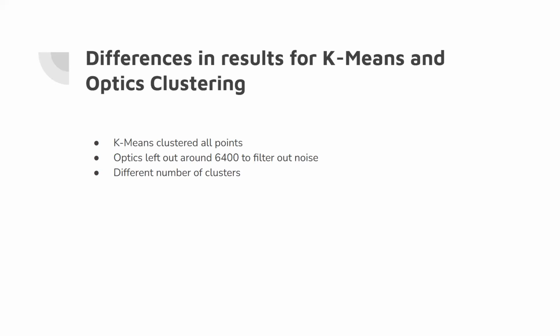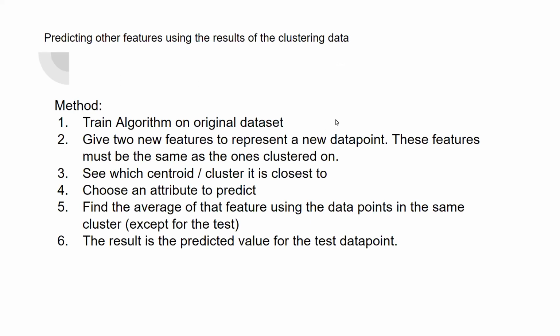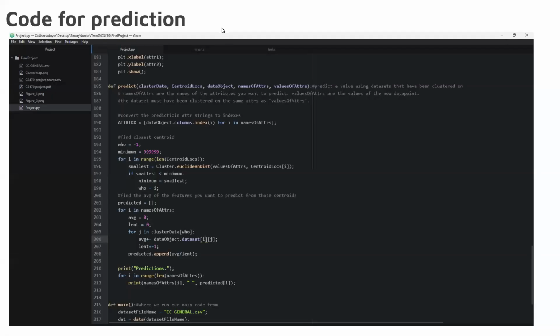There's also a different number of clusters. For k-means the optimal amount of clusters was 12, while for OPTICS it was different based on what data you were clustering on. OPTICS was about 10. Okay, so we just wanted to predict other features, and this was how we predicted.